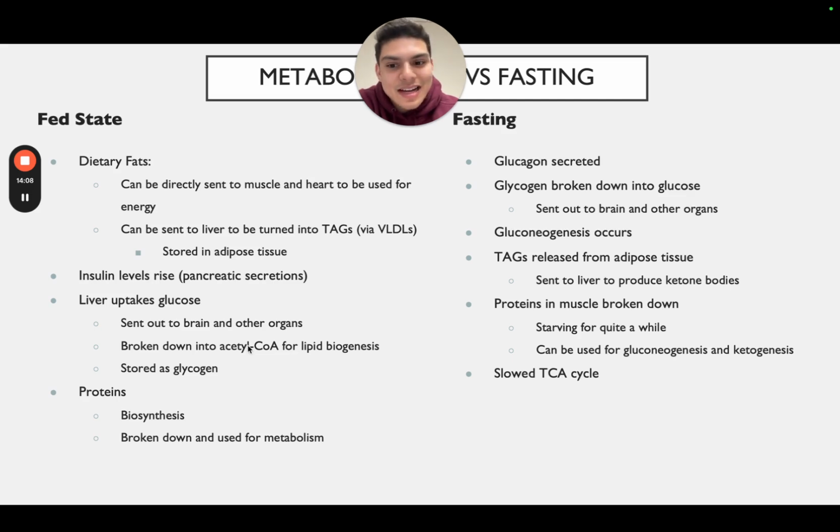If we have high glucose levels, we don't want to do gluconeogenesis, but we still generate acetyl-CoA, so then we have to go a different alternative route, and that's lipid biogenesis. And then lastly, glucose can be converted into glycogen. And then in terms of proteins, we build proteins up when we're well fed, and they can be broken down and used for metabolism in certain instances as well.